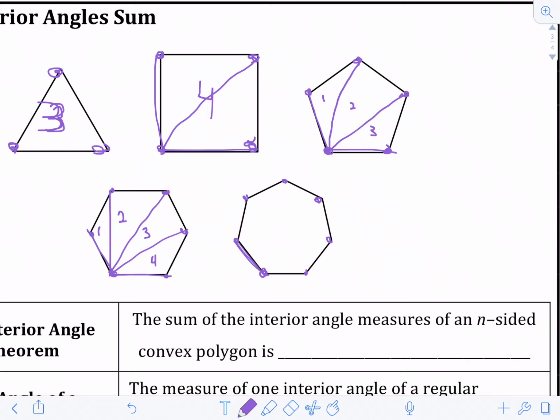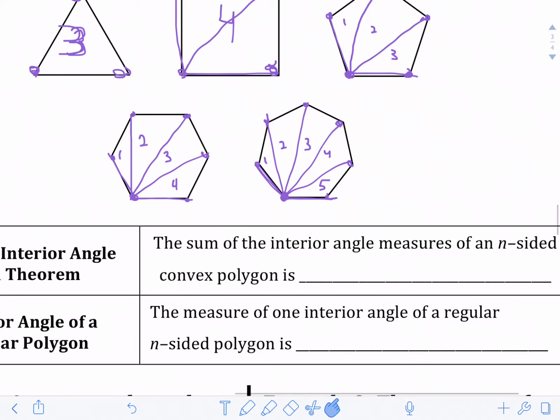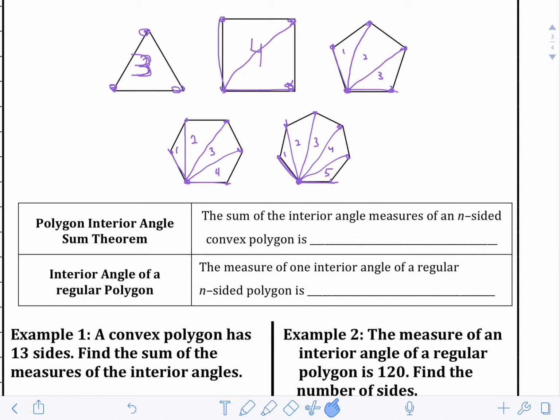And last one, connect your vertices. You can have 1, 2, 3, 4, 5. So to find the angle sum, all you have to do is 180(n minus 2). Or you could write (n minus 2) times 180 like on the other paper, it doesn't matter.